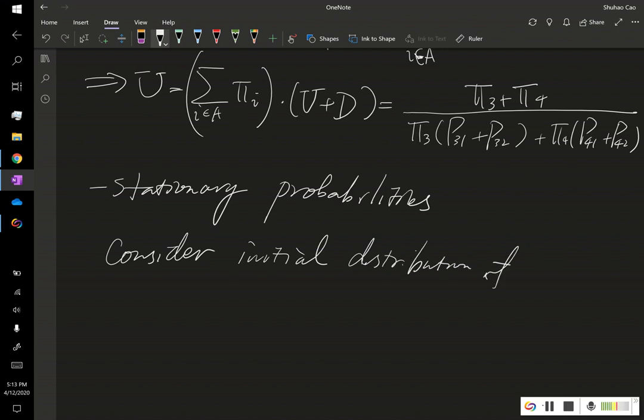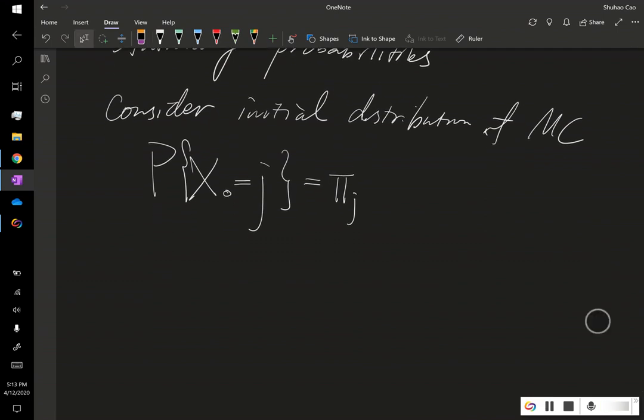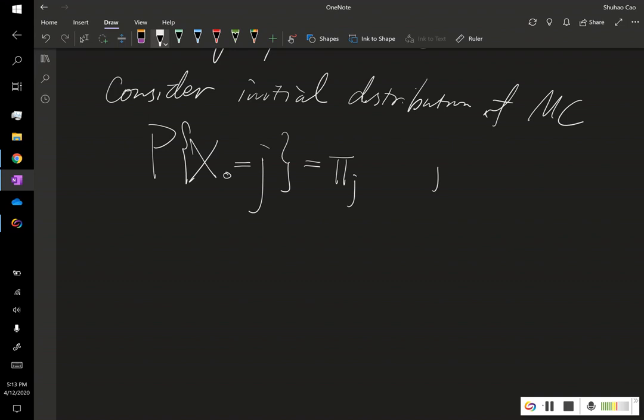Of this Markov chain being the long run proportion. That is the initial distribution. Originally we used alpha j, now we simply set this distribution to be our long run proportion, pi j, for j equals 0, 1, 2, and so on.